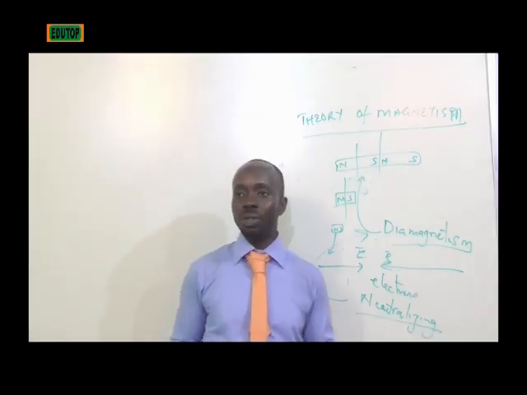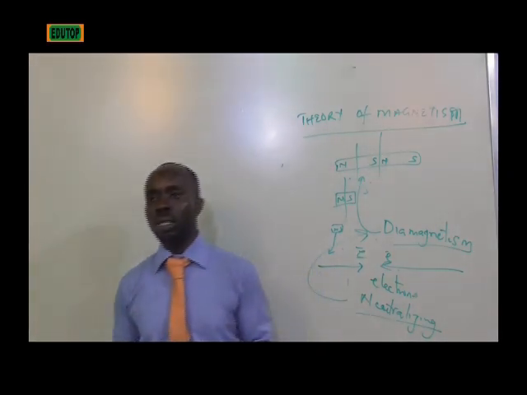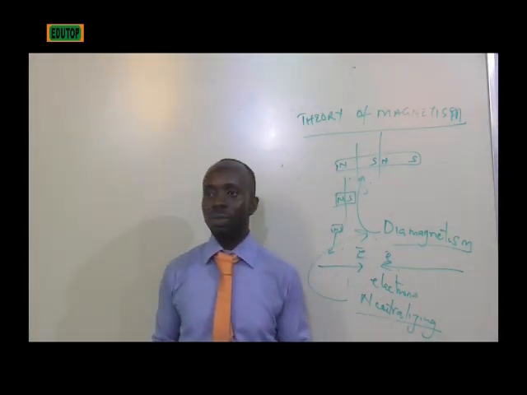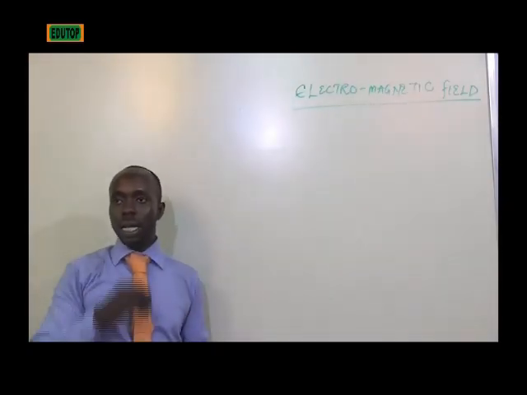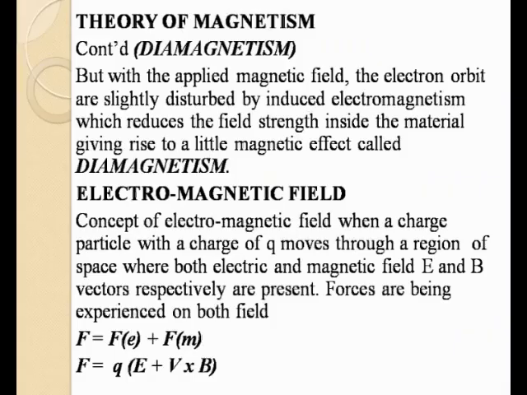Electromagnetic field. What is an electromagnetic field? Now in this section, we'll be dealing with a lot. Under that, let's look at the concept. When a charged particle with charge Q moves through a region of space where both electric and magnetic fields, E and B vectors respectively, are present, forces are experienced in both fields. Are you getting it now?